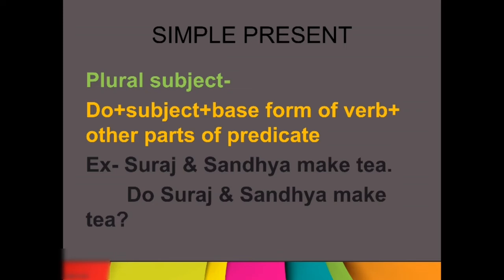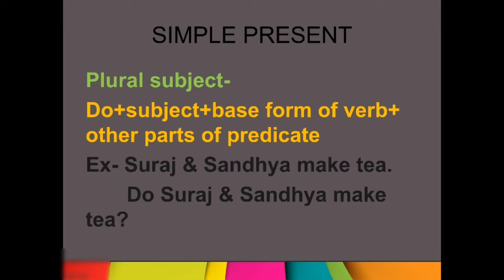Now let's talk about plural subject. अगर आपका सब्जेक्ट प्लूरल है, like सूरज एंड संध्या make tea. अब यहाँ पे दो सब्जेक्ट्स आ गए आपके, प्लूरल हो गया, सूरज एंड संध्या. ओके, सो हाउ वी विल मेक इट? सबसे पहले आप does की जगह क्या use करेंगे यहाँ पे? Do. Do plus subject plus base form of the verb plus other parts of the predicate.